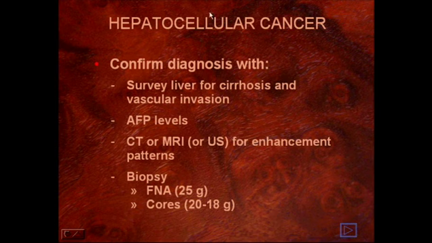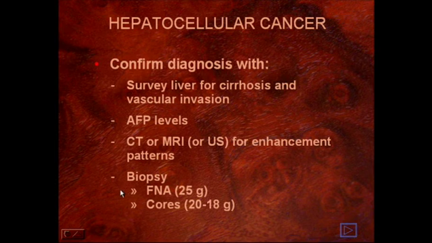So what do you do when you think you're dealing with hepatocellular cancer? Well, you confirm the diagnosis initially by doing a survey of the liver sonographically, looking for cirrhosis and looking for vascular invasion. If you see either of those, then your diagnosis is going to be much more firm. You can get alpha-fetoprotein levels. That will help in some cases, although they are notoriously insensitive. Most of these patients will go on to get a contrast-enhanced CT, or nowadays more often an MRI, to look at the enhancement pattern. Contrast-enhanced ultrasound is equally effective in this situation. And then, if necessary, biopsy can be performed.